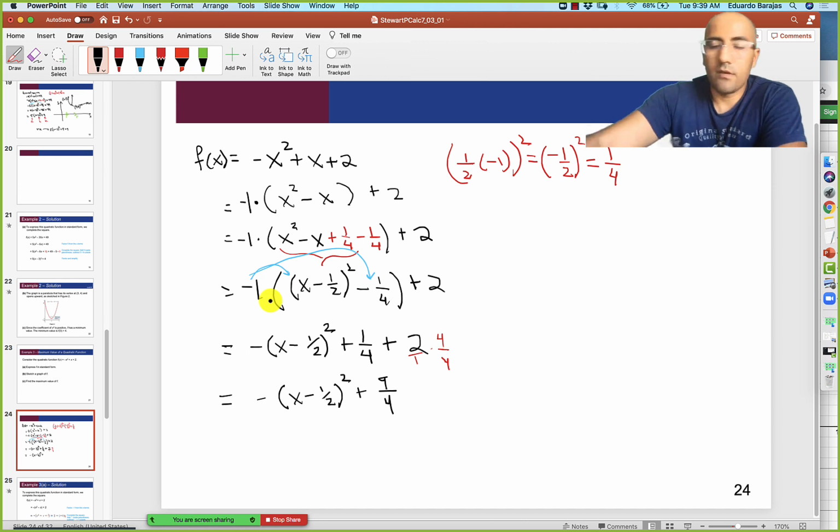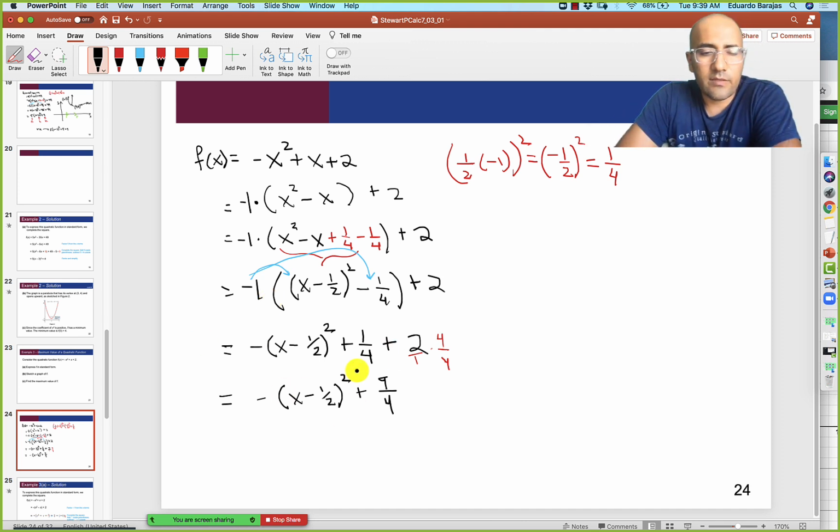Okay, so what's it going to be? Compared to the standard parabola, I know that it's going to be flipped upside down because there's a minus here, so it's going to open down. That means that the vertex is going to be the maximum point, and the vertex is going to happen at the point 1/2 comma 9/4, or 2 1/4. Good. Questions? I know that the y-intercept is 0, 2.